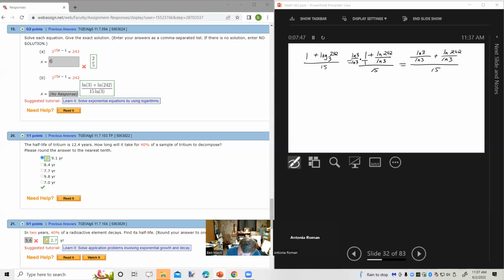Yes. Now, since these have the same denominator, I can combine them into a single fraction. Natural log of 3 plus natural log of 242 all over the natural log of 3, all over 15. All right with that? Yes. But that's equal to the natural log of 3 plus the natural log of 242 all over the natural log of 3 divided by 15.